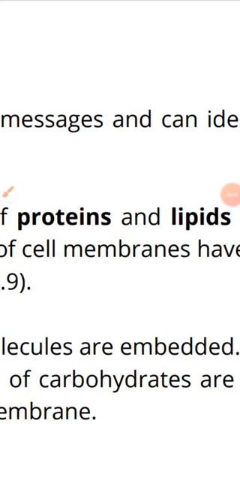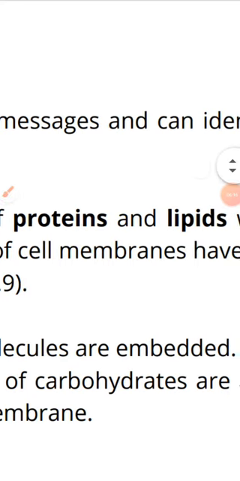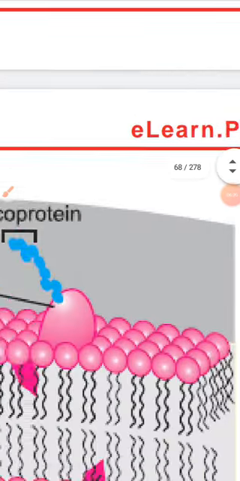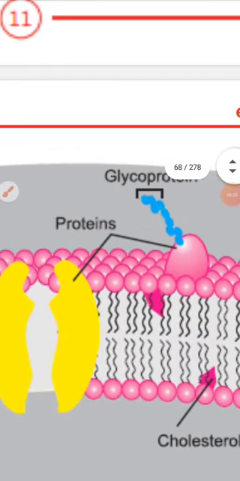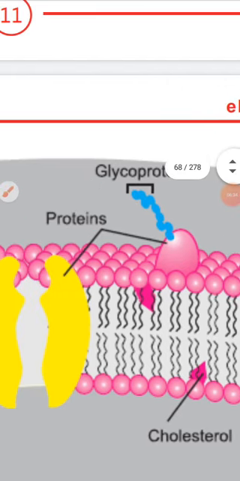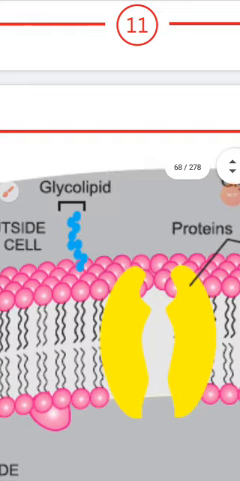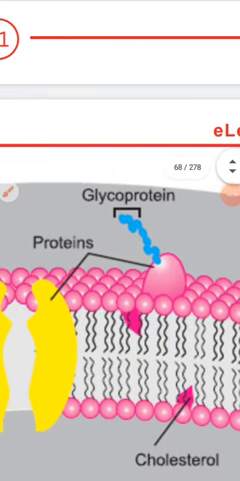What is the fluid mosaic model? Fluid mosaic model means how these two molecules are arranged in the cell, how the protein and the lipid molecules are arranged. Look at this figure. This figure will explain the arrangement of the protein and the lipid. The two major organic molecules, two major structures found in the cell membrane, are the protein and the lipids.